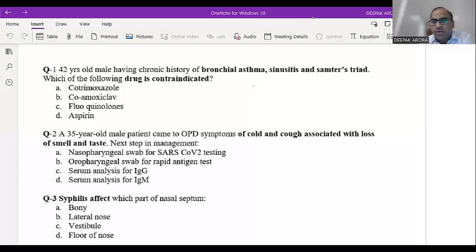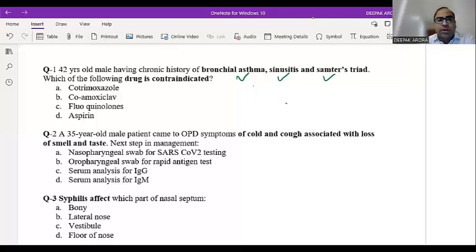Dear students, let us discuss the ENT segment. The first MCQ, I say, is one of the easiest MCQs. A 40-year-old male with a chronic history of bronchial asthma, sinusitis, Samter's triad. What is Samter's triad? There is bronchial asthma, and the patient will be having nasal polyps or a history of sinusitis.